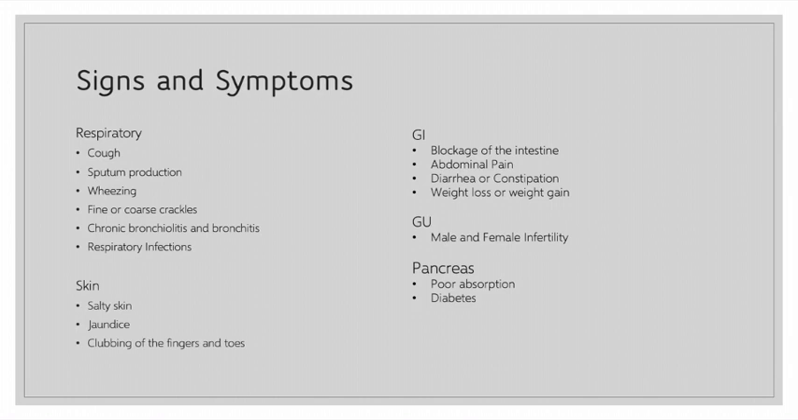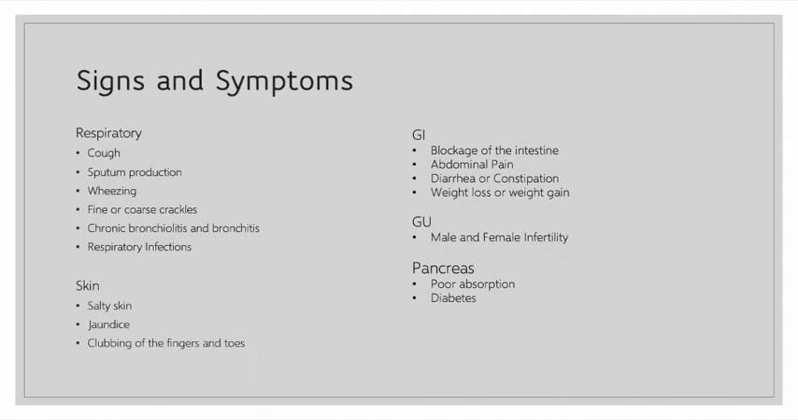Signs and symptoms that we're going to see, so with the respiratory, we're going to see cough, some sputum production, wheezing, fine or coarse crackles upon auscultation, chronic reoccurring respiratory infection, and chronic bronchiolitis and chronic bronchitis. With the skin, we're going to see that salty skin, obviously due to that excessive chloride sweating out, jaundice due to liver abnormalities, clubbing in the fingers and toes.